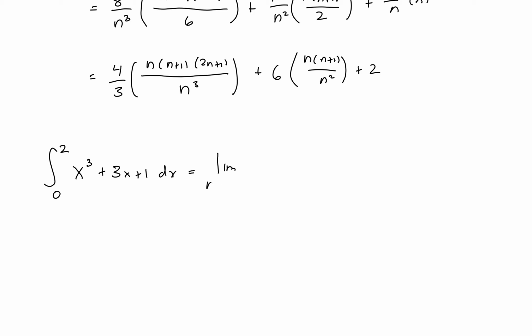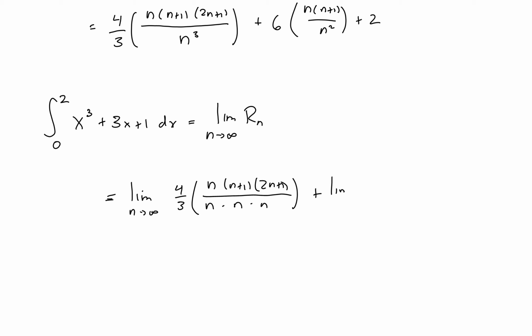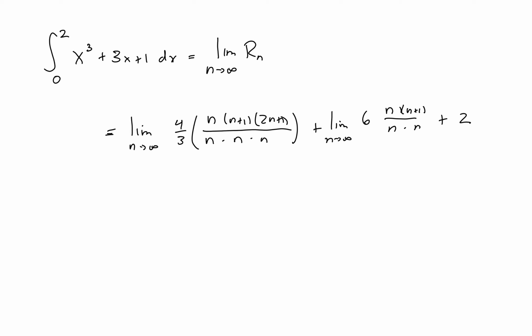Remember, this is the limit as n goes to infinity of this right Riemann sum. So this is the limit as n goes to infinity of 4/3. And then I can write this as n plus 1, 2n plus 1, and then just break these n's up into n times n times n, plus the limit as n goes to infinity of 6 times n plus 1. And again, let's write this as n times n, and then there's no limit, so that one will just be 2.